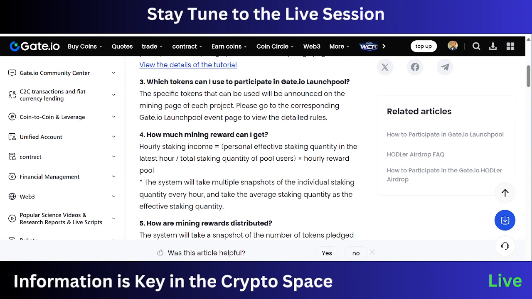How much mining reward can you get? The hourly staking income equals the personal effective staking quantity in the latest hour, divided by the total staking quantity of the pool users, then multiplied by the hourly reward of the pool.